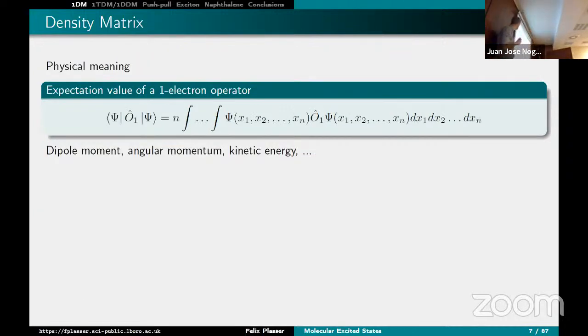So why do we like to talk about density matrices? That's because we can use density matrices to compute expectation values of one-electron operators. So in principle, what is an expectation value? We apply the operator to the many-electron wave function, multiply it with the many-electron wave function, and integrate over all the coordinates. So that's what we mean by expectation value. So we're talking about dipole moments, angular momentum, kinetic energy, or generally speaking, a physically observable quantity.